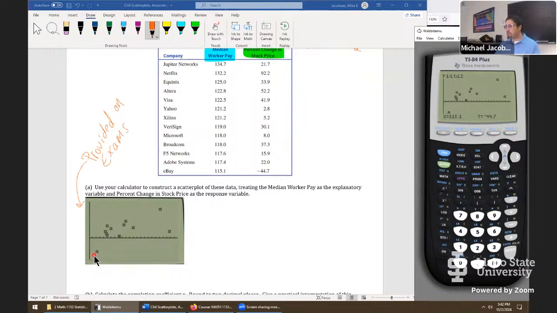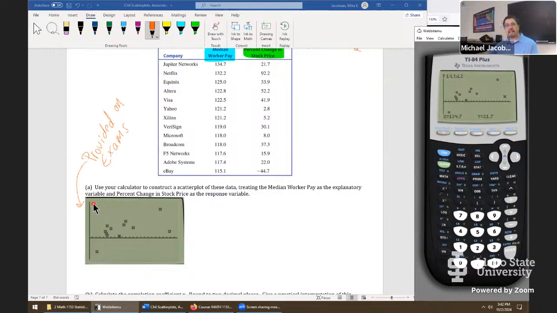So that's a pretty unusual value, but maybe so are these as well. They're pretty far out there. Let's see what that one could have been. The left arrow can take us back to this one. This was at 134.7. That was Jupiter. So, interesting data values.